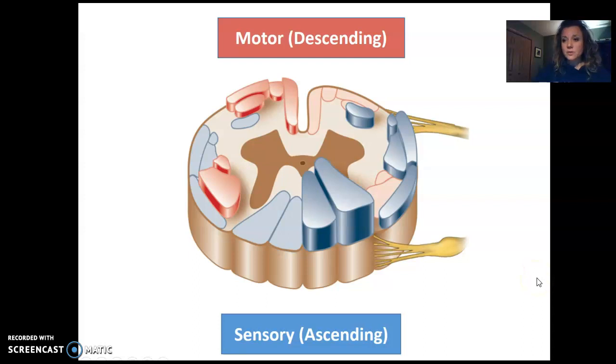You don't have to know the specifics of this picture. I just wanted to give you a schematic to show you where the motor tracts are, which are shown here in red, and where the sensory or ascending tracts are, shown in blue. Here are the posterior funiculi, lateral funiculi, and anterior funiculi, and they mirror the funiculi found in the other half of the spinal cord.